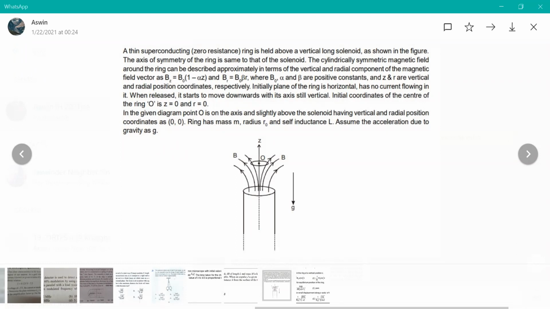So the Z component of field was something like this. It was B naught into 1 minus alpha Z, and the radial component of field is B naught into beta R. Okay. And what all other information is given starts from Z equal to 0.